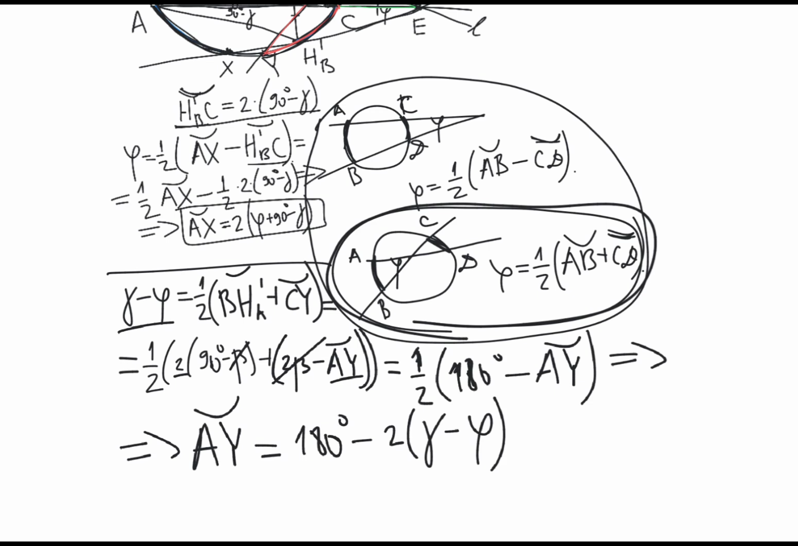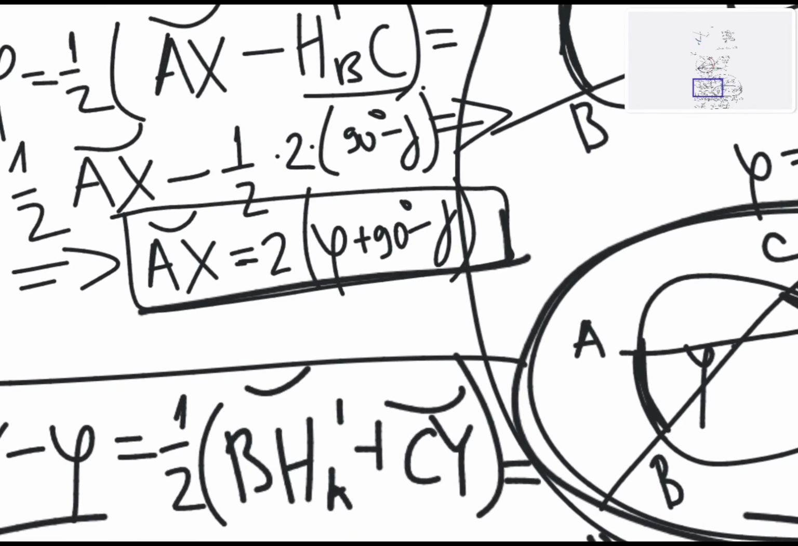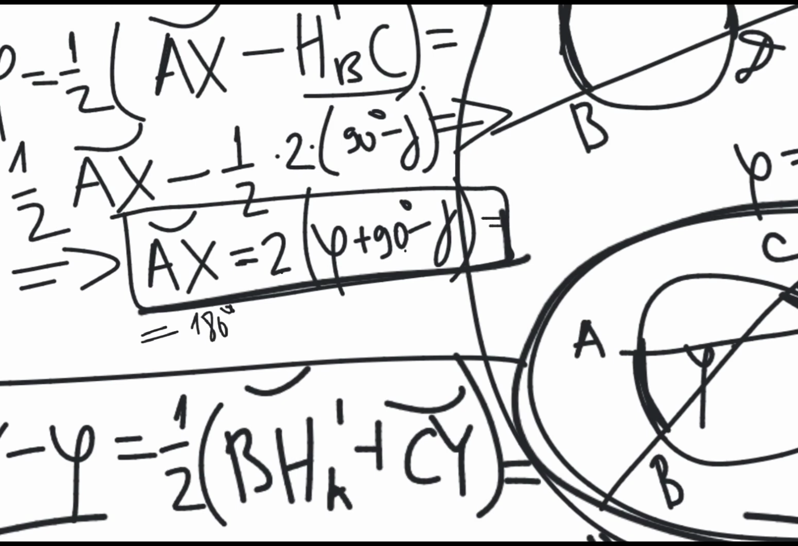Now we need to compare this result with AX. Let's rewrite it. We have it here: 2 multiplied by 90 is 180, minus 2 of gamma minus phi. So this is exactly the same expression.